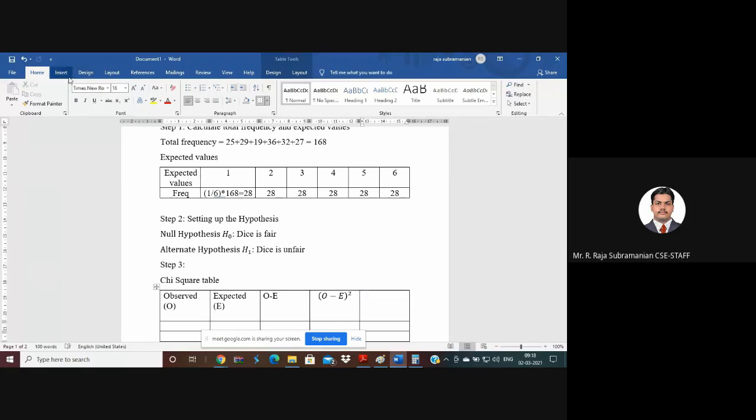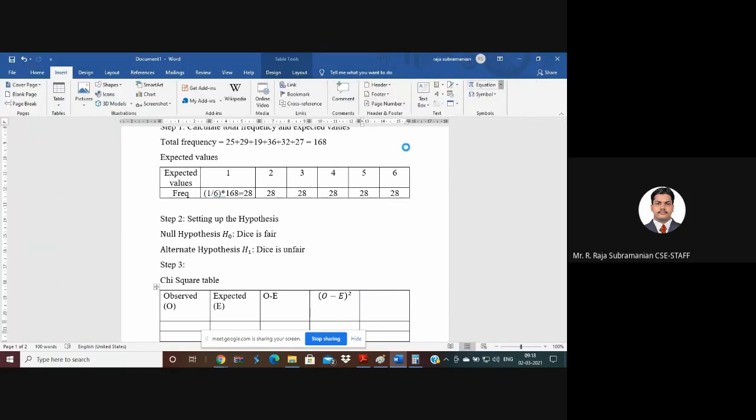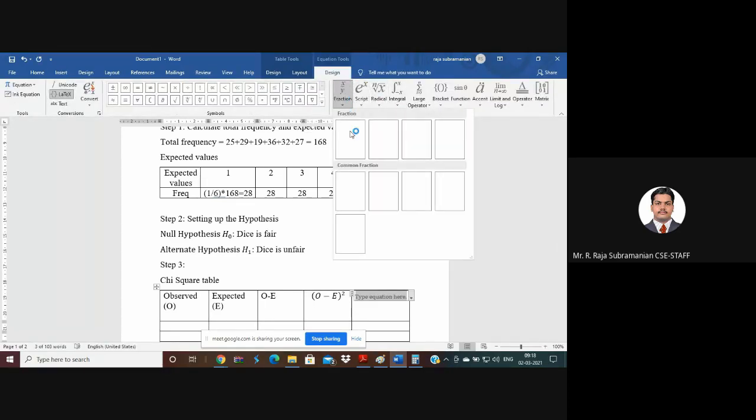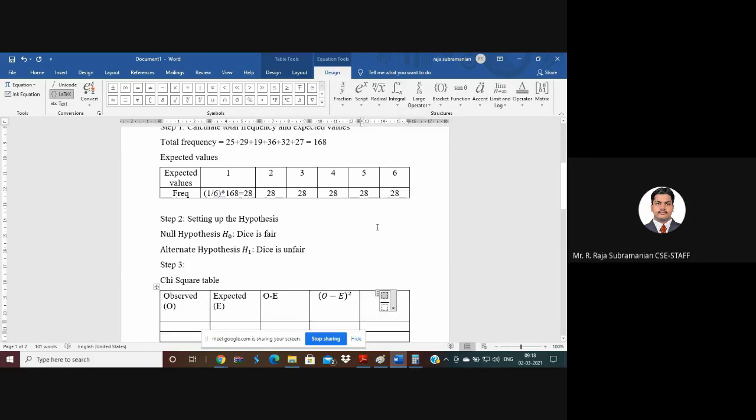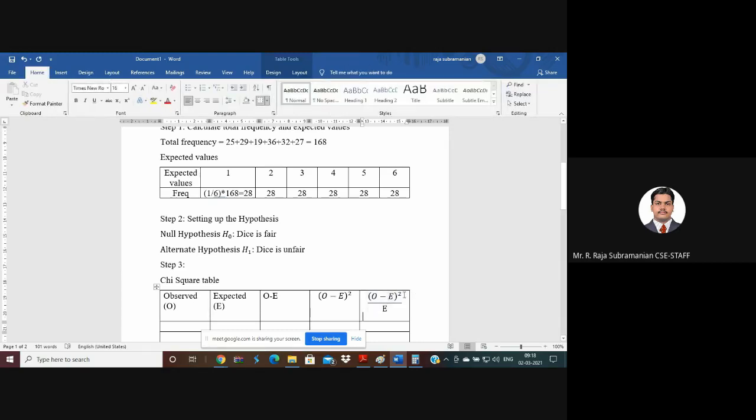Let me use the equations. O minus E the whole square divided by E. So this is the formula for the chi-squared estimate. The chi-squared estimate formula is observed minus expected, the whole square, divided by the expected values. This is the formula for chi-squared, right? So using this formula, we are going to proceed.